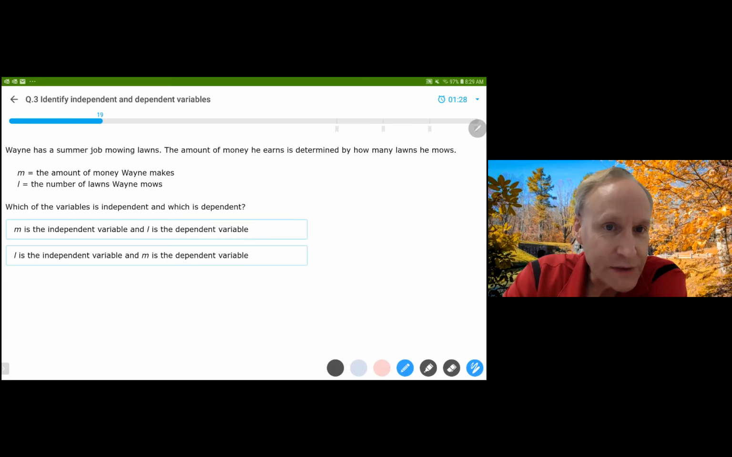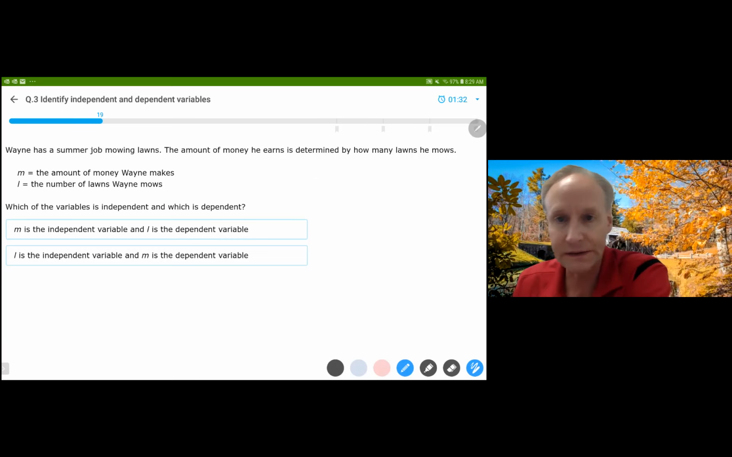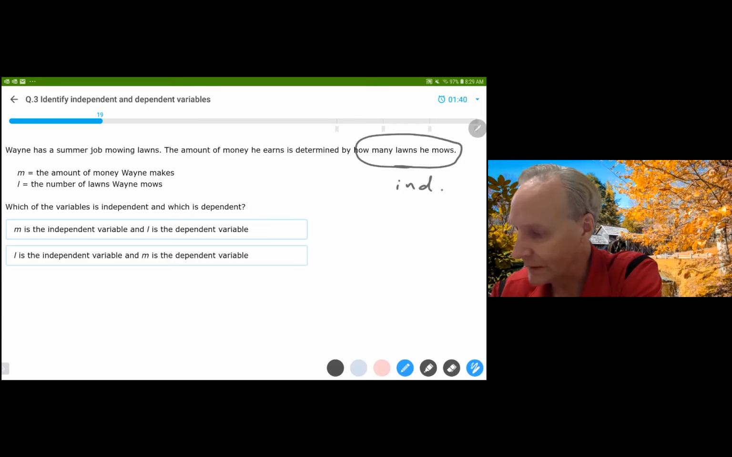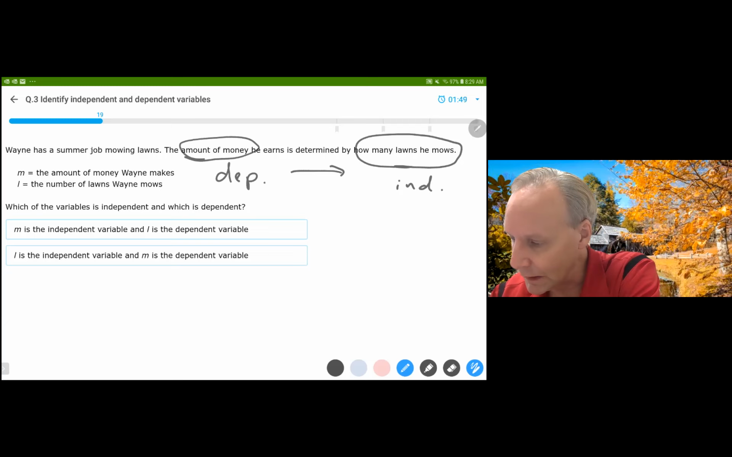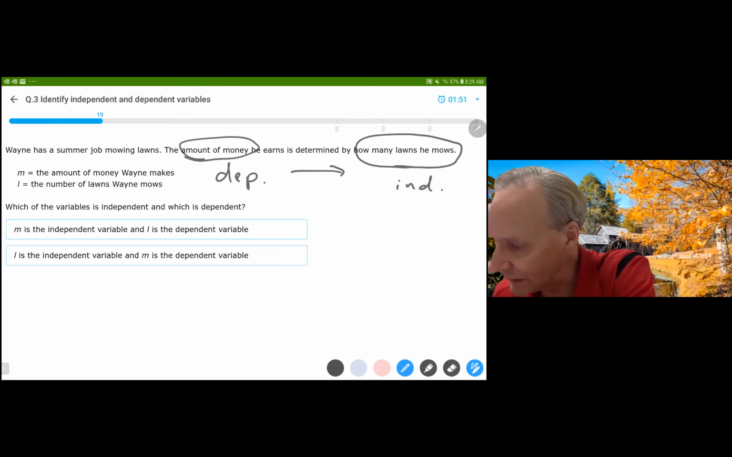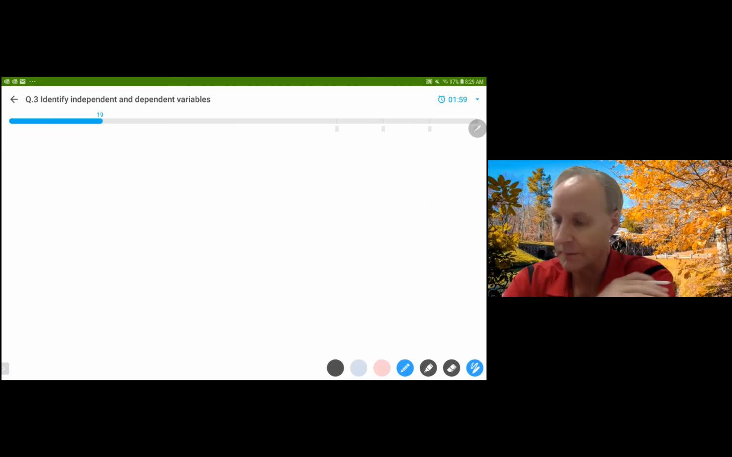Wayne has a summer mowing job. The amount of money he earns is determined by how many lawns he mows. So lawns he mows are the independent, and the amount of money he gets depends on how many lawns he mows. So M is the amount of money. So M is dependent, and L, the number of lawns, is the independent. So it's this one right here.